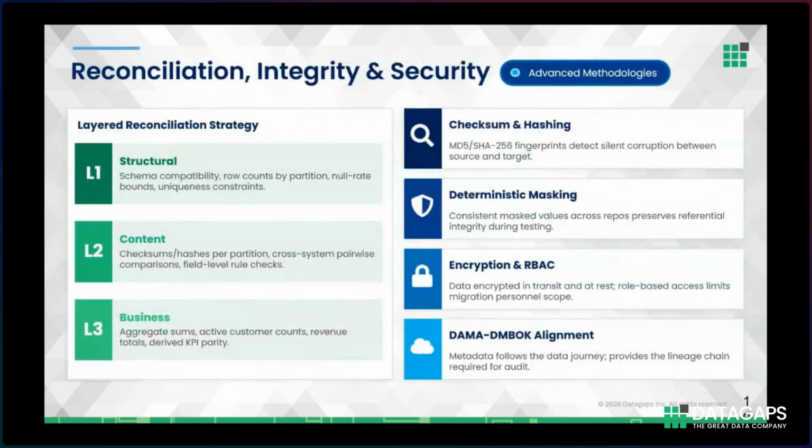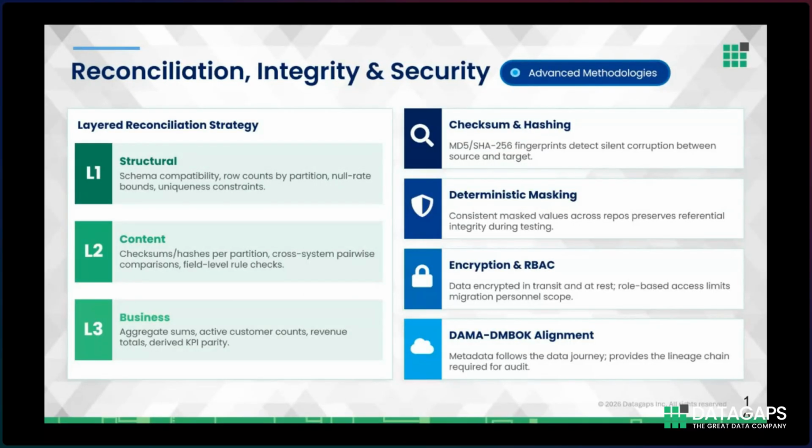And as we think about all the reconciliation that happens, this slide covers all the depth behind the gates. So there are two main areas. First is the layered reconciliation strategy that you see on the left. And this layer is primarily three pieces. You start with the structural checks: the row counts by partition, the schema compatibility, and the null rate bounds. They are fast, they're cheap to run.